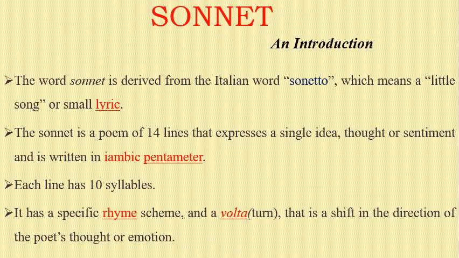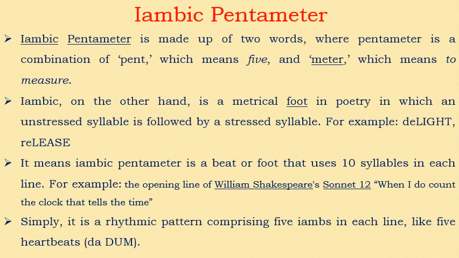Here let's see the short introduction of sonnet. The word sonnet is derived from the Italian word sonetto, which means a little song or small lyric. A sonnet is a poem of 14 lines that expresses a single idea, thought or sentiment and is written in iambic pentameter. Each line has 10 syllables. It has a specific rhyme scheme and a volta. Volta is nothing but a shift in the direction of the poet's thought or emotion.